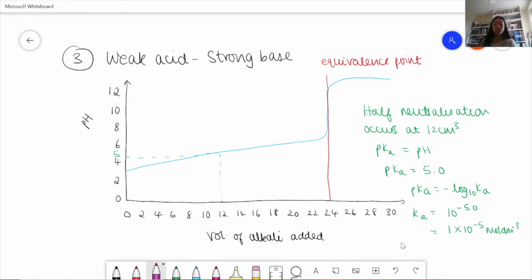And we can also call this region here the region where it acts as a buffer. And that's because there's very little pH change with more alkali added. And so because the pH is maintained, we call this acting like a buffer.